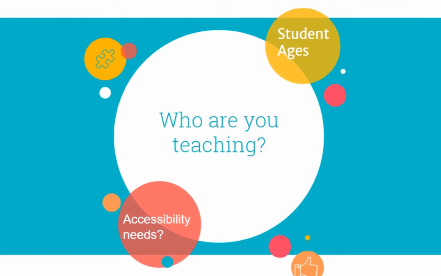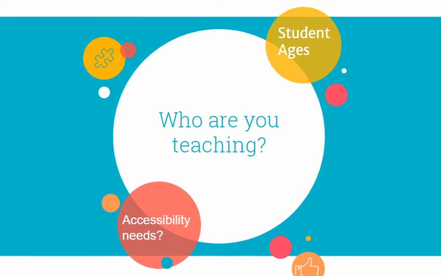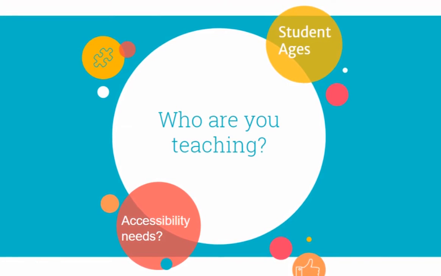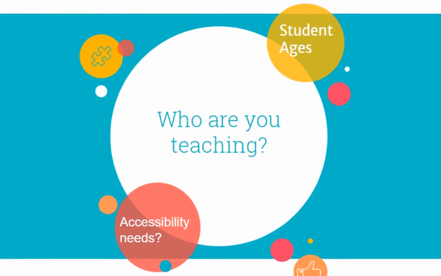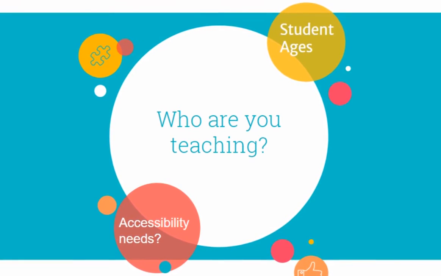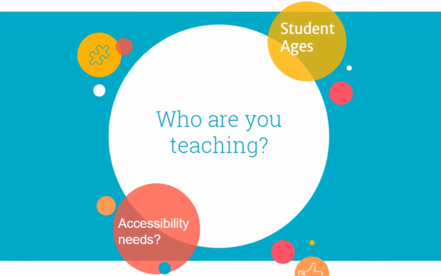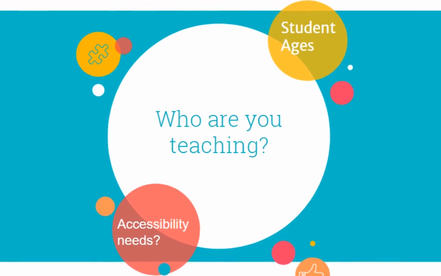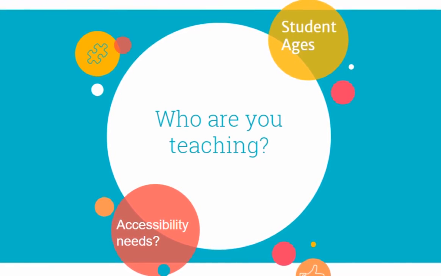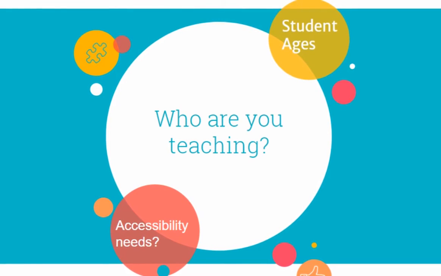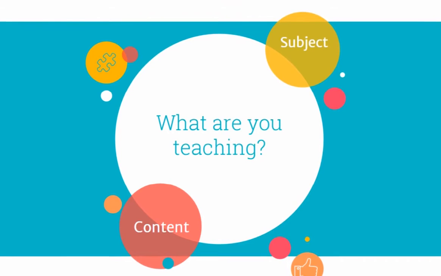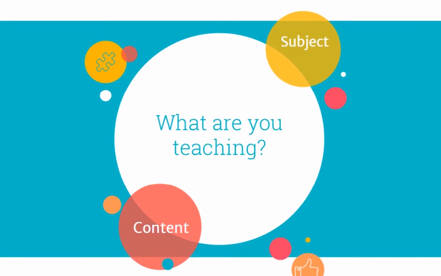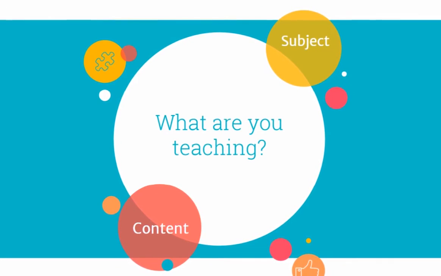The first step is to consider your audience. Who are you teaching? One important audience consideration is student ages. Online pre-K read-alouds will need a different approach than higher ed or adult learning courses. It's also important to understand if any students have accessibility requirements that have not already been addressed by the school's student services group. Next, you'll need to think about what you're teaching, specifically the subject and content.